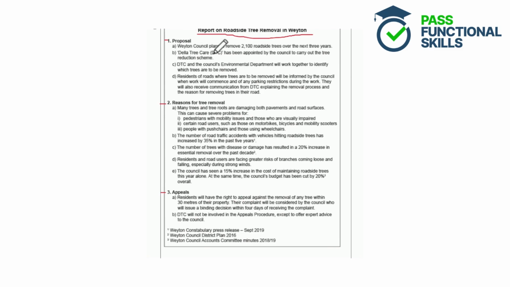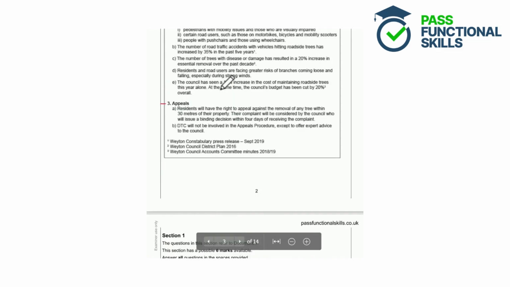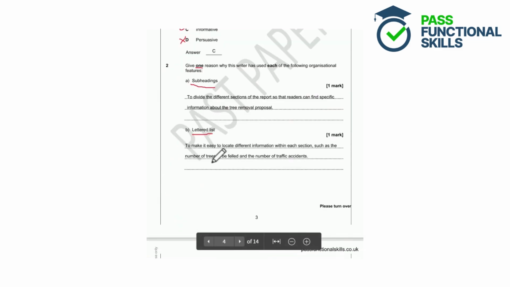So rather than having a big paragraph here, we've got these lettered bullet points here to sort of split the information up. So the answer we've got here is to make it easy to locate different information within each section, such as the number of trees to be felled and the number of traffic accidents. So that would also be correct for lettered list.